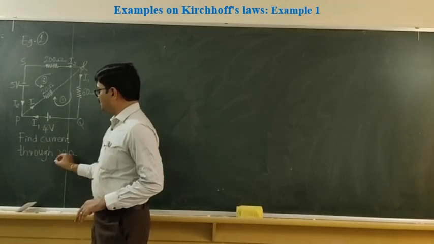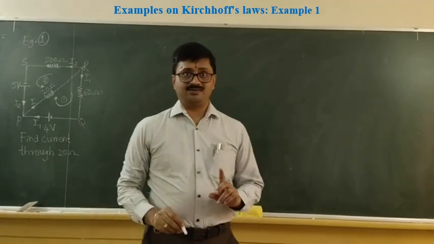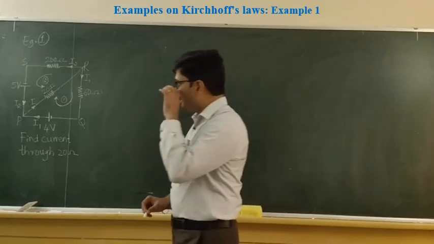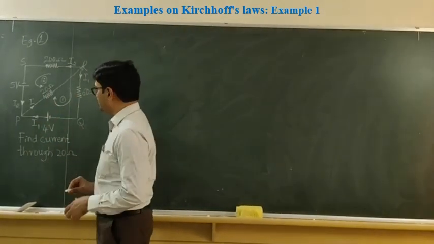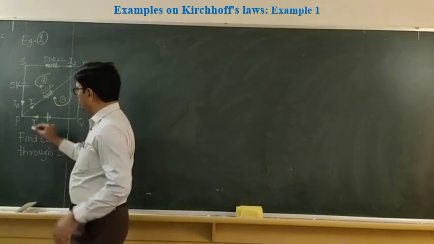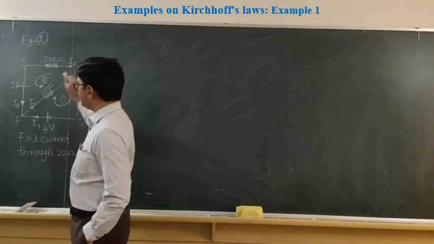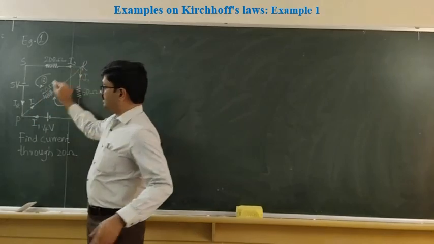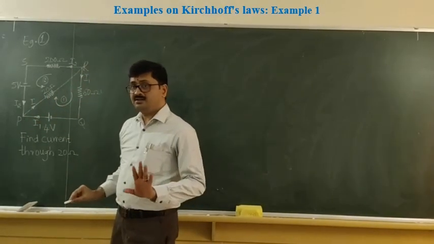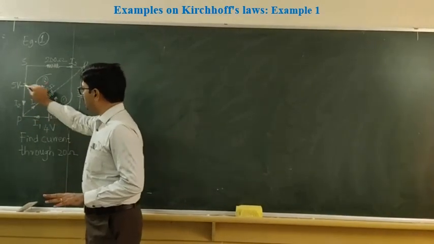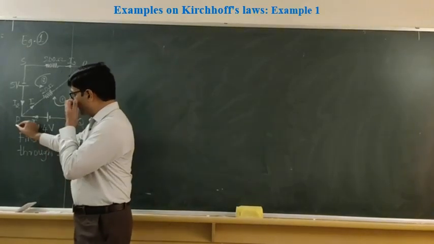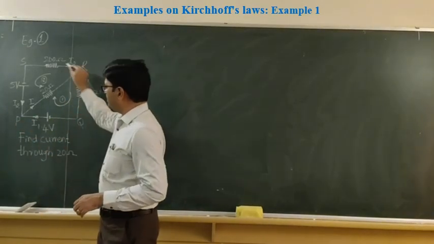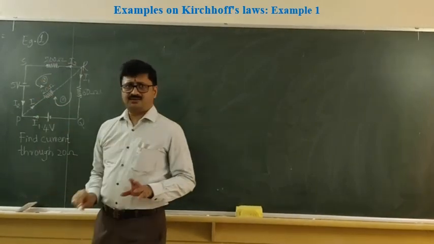Find the current through 20 ohm resistance. This was the question, and here the circuit was like this. As you can notice here, the circuit is having 20 ohm resistance as the diagonal resistance. Okay, and here there are two cells, 5 volt and 4 volt cells, that have been shown, and I have marked this particular network as PQRS.